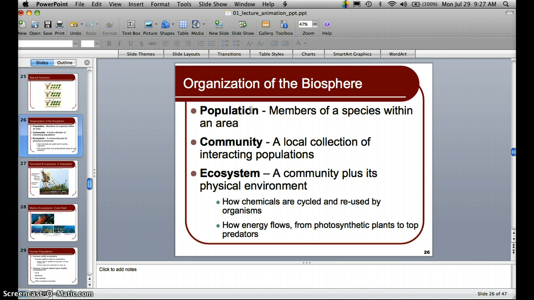A population is, again, members of a species within an area, and then a community is a local collection of interacting populations, and communities belong to an ecosystem, which is a community plus its physical environment. So in an ecosystem, you have both the biotic, the living component, and the abiotic, non-living component. And we look at how chemicals are cycled and reused by organisms, and how energy flows from photosynthetic plants or autotrophic organisms to top predators, those organisms that would be more heterotrophic in nature.